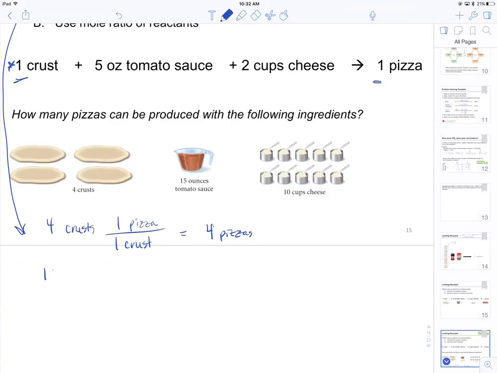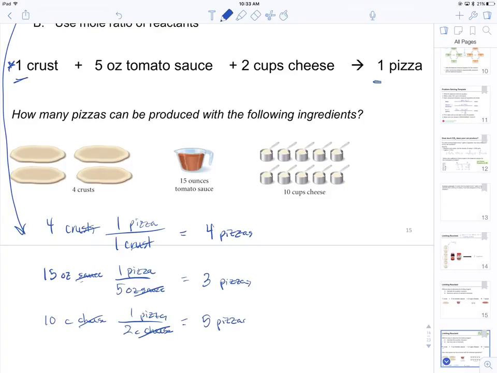If I have 15 ounces of sauce, I would have to do this protocol for each reactant. I need 5 ounces of sauce, right? Setting this up so they cancel to make 1 pizza. Now my units will be in pizza, so I can make 3 pizzas with this amount of sauce. And then I have 10 cups of cheese. So for every 2 cups of cheese, I can make 1 pizza. So cheese cancels, I'm left with 5 pizzas.